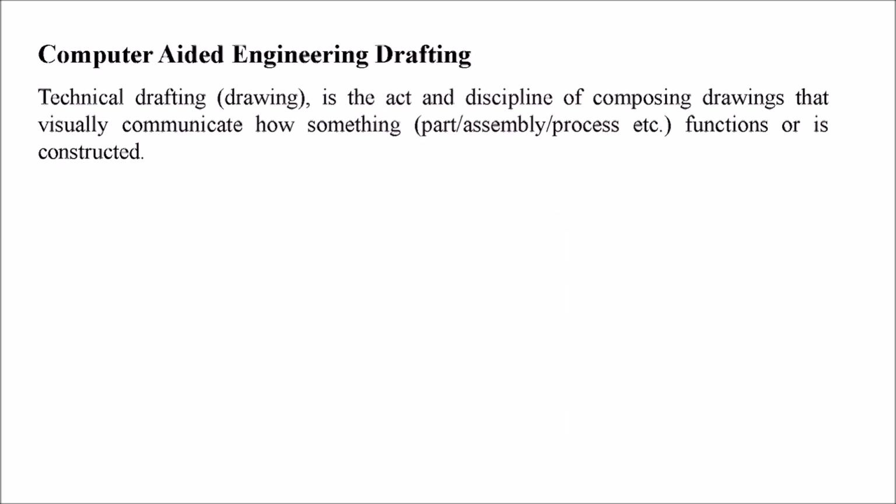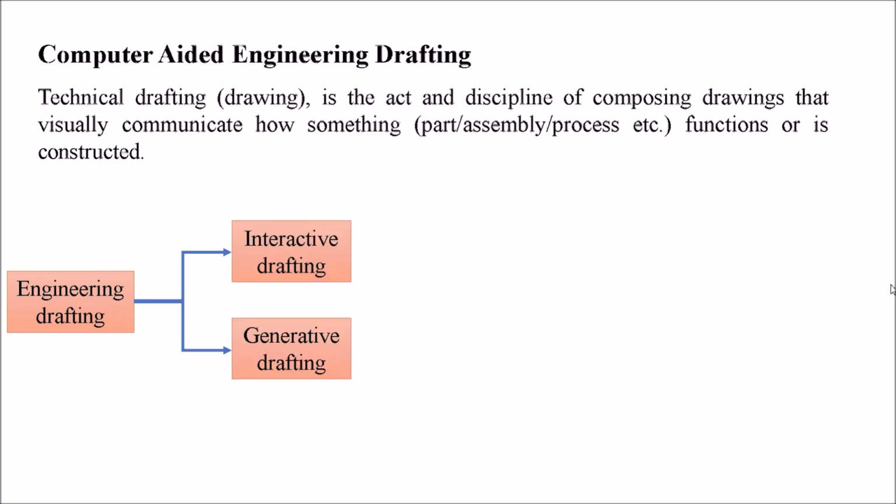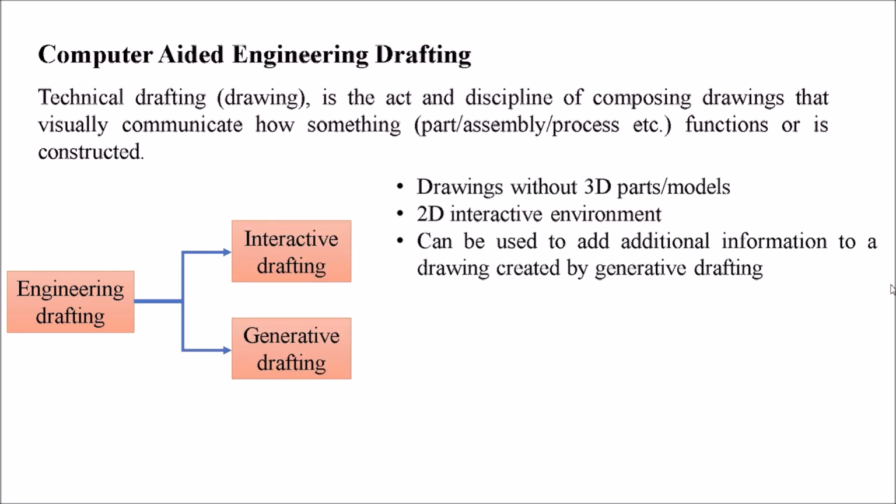You all know that engineering drawing is a method or discipline where technical details of a part, assembly or process is detailed in a graphical way. Engineering drawing can be interactive or generative. In interactive drafting, drawings are created without 3D models or 3D parts. It will have an interactive 2D environment. It can be used to add additional information to a drawing which is already created by using generative drafting.